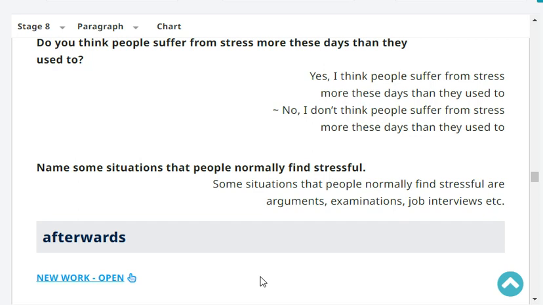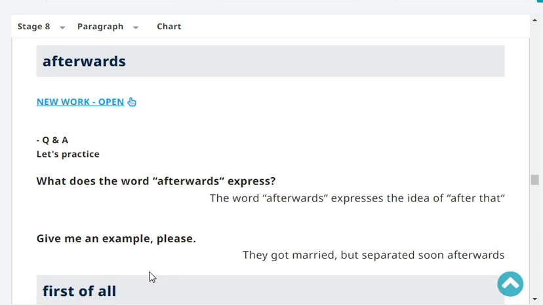Some situations that people normally find stressful are arguments, examinations, job interviews, etc. Very good. What does the word afterwards express?